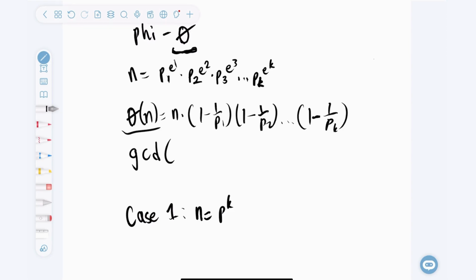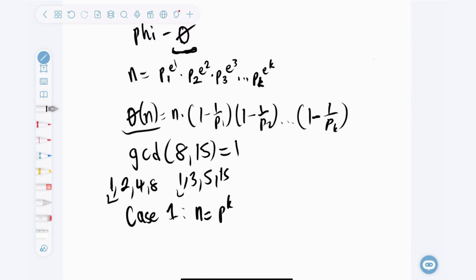So let's look at an example where we choose two integers, 8 and 15. We see that the GCD is 1 because 8 is composed of divisors 1, 2, 4, and 8, while 15 has the divisors 1, 3, 5, 15. So the only divisor, or the greatest common divisor, that they share is 1. And this defines these two numbers as co-prime to each other.